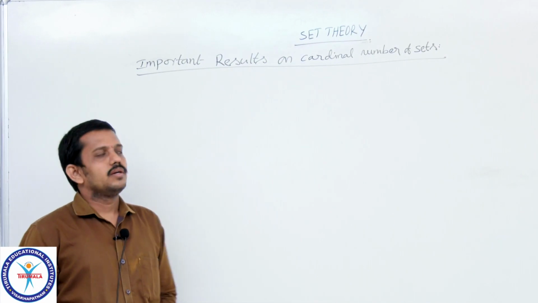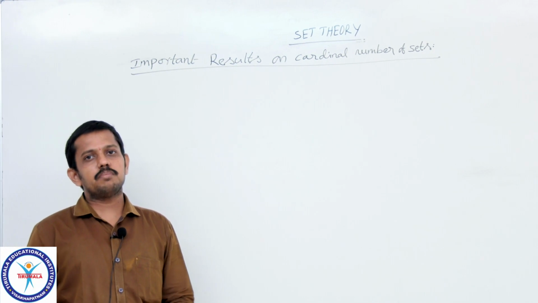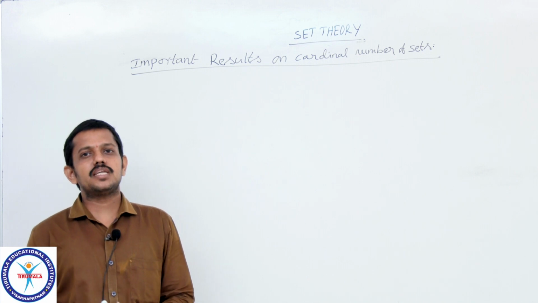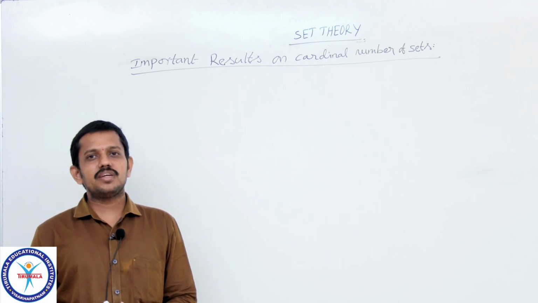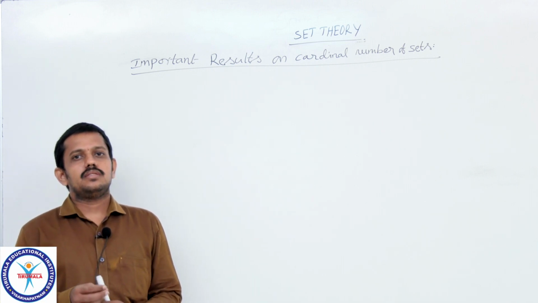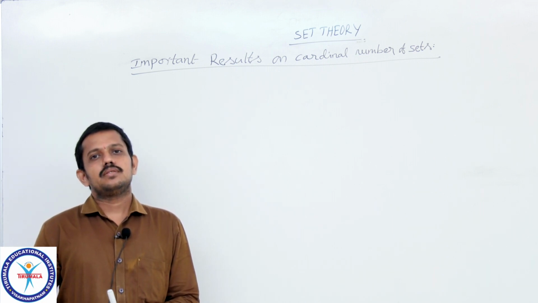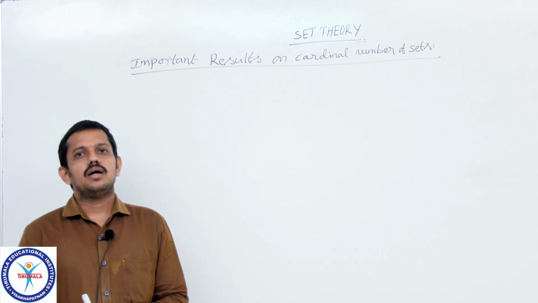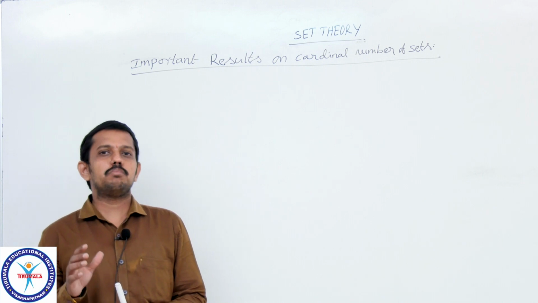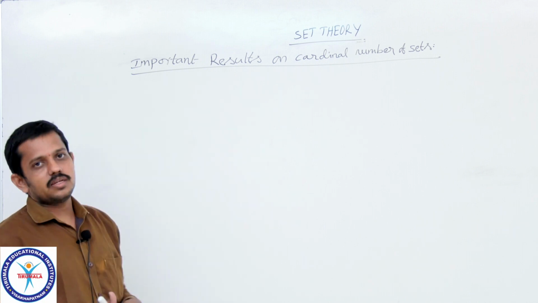Now, students, we will learn the important results on cardinal numbers. What is the cardinal number of a set? The number of elements present in a set is called the cardinal number of the set. Now, we will see how many elements A union B has, how many elements A intersection B has, how many elements are in A minus B, and how many in B minus A. So, we will see all these results on cardinal numbers.